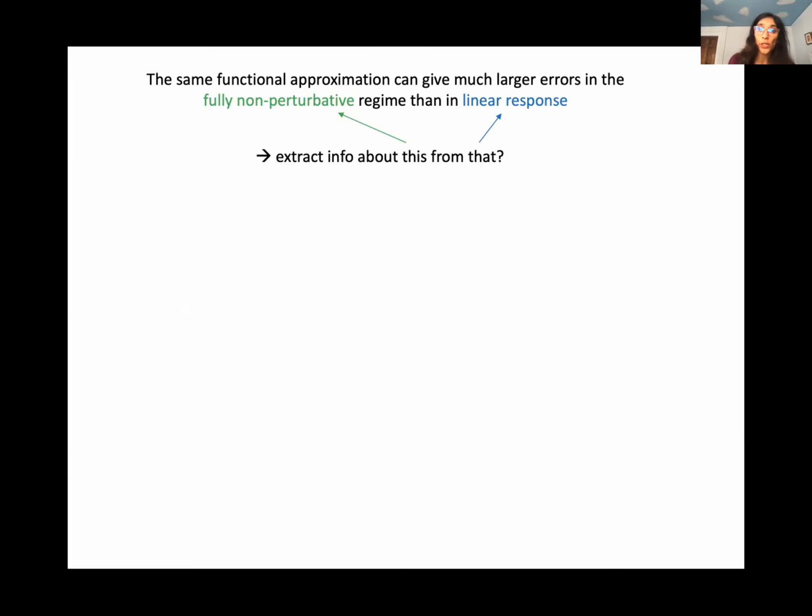if a given functional approximation is giving much larger errors in the fully non-perturbative regime than in linear response, is there a way to formulate the problem in certain situations where you can actually extract information about the fully non-perturbative dynamics from the linear response regime? And so I'm going to show 2 cases which show this in practice, right?